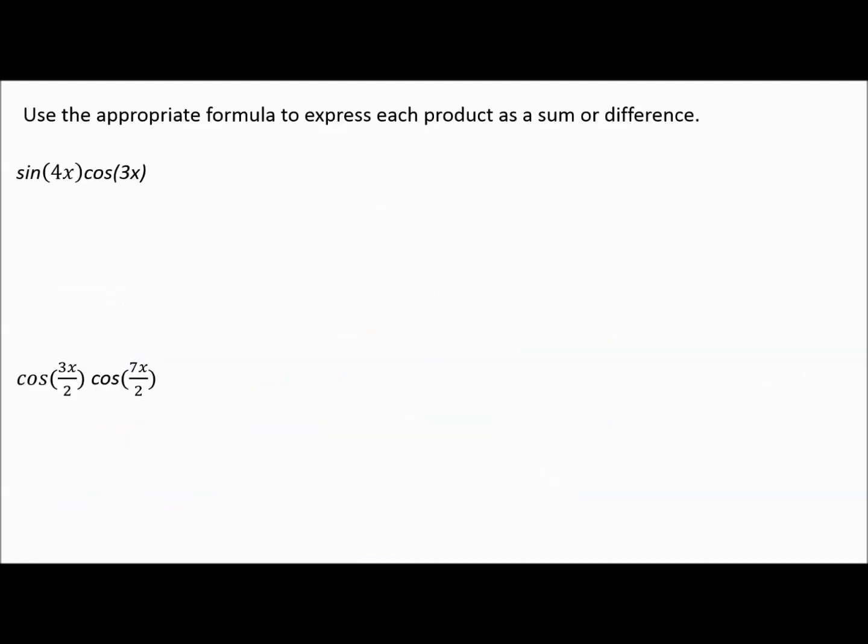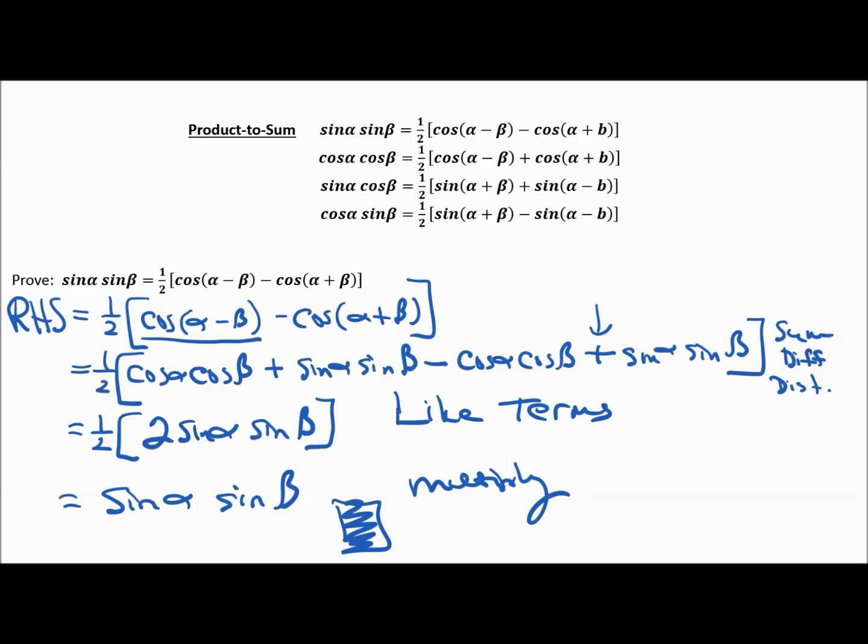So pay attention. We did sine times cosine. So I'm going to go back and look for my sine times the cosine formula. I'm going to highlight it for you. So sine times cosine is our third formula. So notice we have 1/2 sine of alpha plus beta plus sine of alpha minus beta. So 1/2 sine of alpha plus beta plus sine of alpha minus beta.